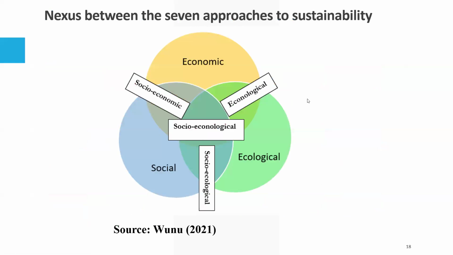So, as part of my studies in sustainability, I've come across the fact that we normally talk about what we call the triple bottom line of sustainability: the economic, the social, and the ecological, what we call the environmental sustainability.